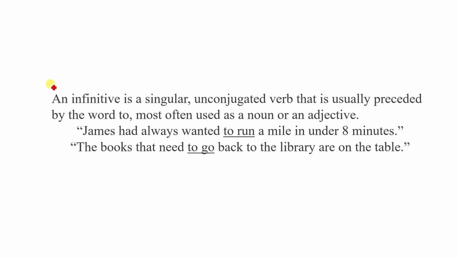An infinitive is a singular unconjugated verb that is usually preceded by the word "to," most often used as a noun or an adjective, or sometimes as an adverb also. Example: James had always wanted to run. To run is an infinitive. To go is an infinitive. Okay, so I hope that the infinitive is clear to you.